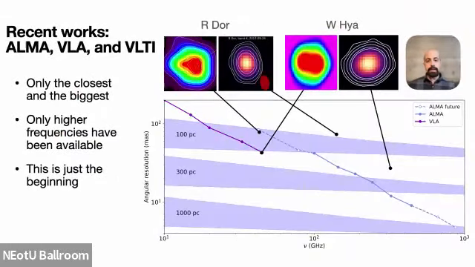To show these observations better in context, here you can see some of the recent observations compared with the current capabilities. For example, W Hydrae was barely resolved with VLA, but with ALMA band 7, we can resolve the star much better. It's worth noting that the different frequencies tell us different stories about the atmosphere of these stars, which I will talk more about in the next slides.